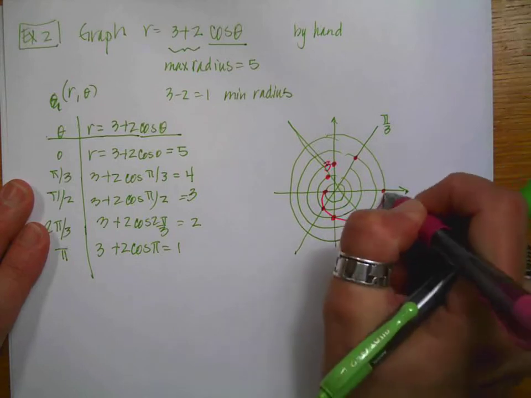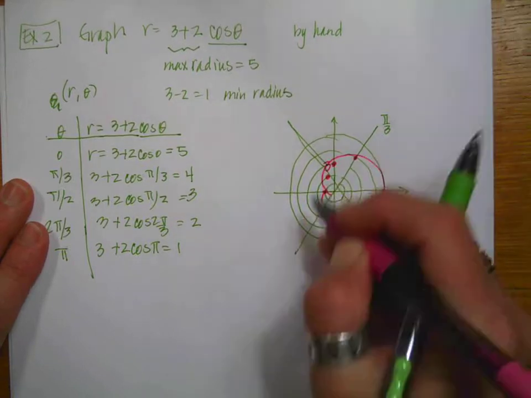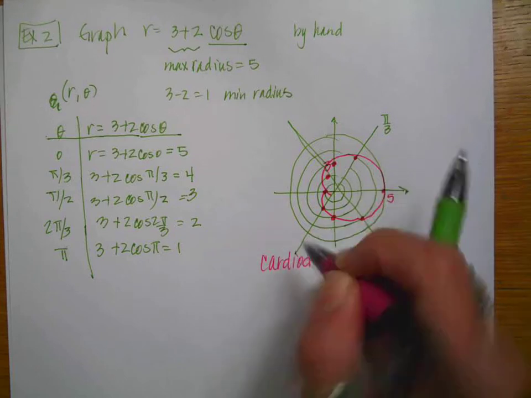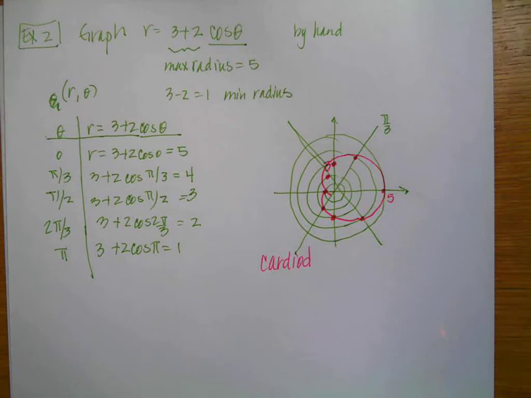So this is actually a really cool shape, and it's called a cardioid, because it looks kind of like a heart. And so it's a really cool graph.